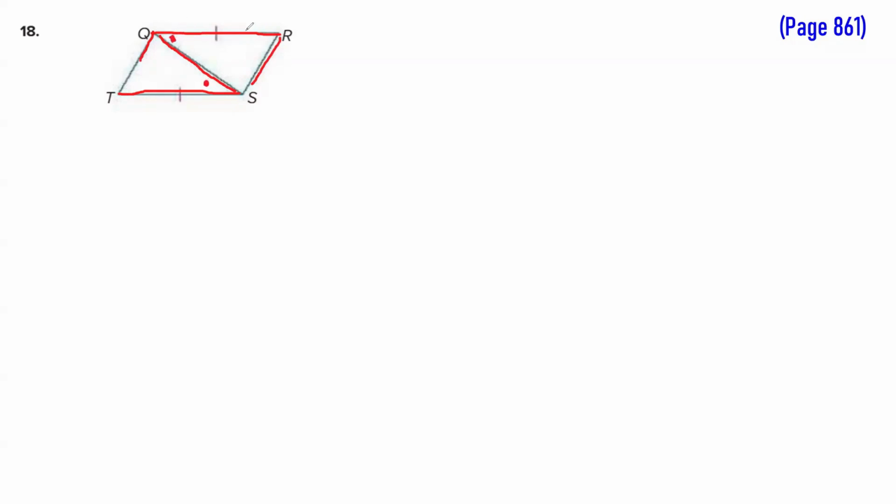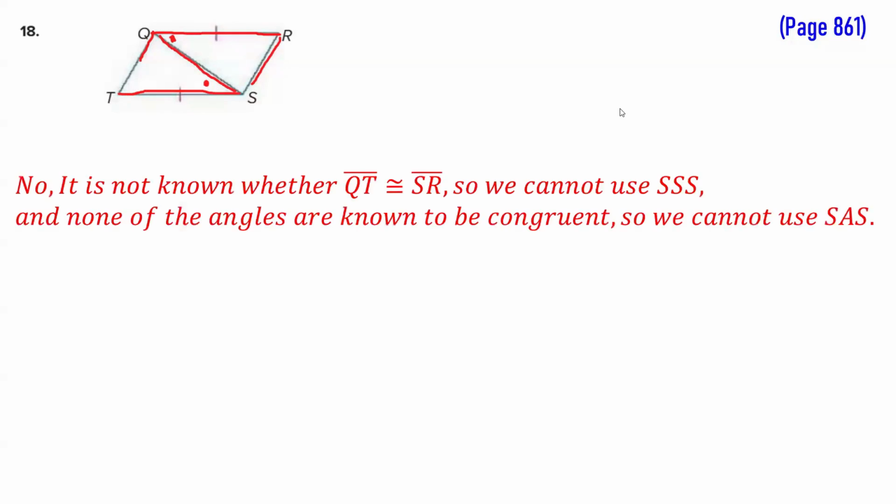Also, it's not given that the side QR is parallel to the side TS. So in this case, I'll say, no, it is not known whether QT is congruent to SR, so I can't use SSS. And none of the angles are known to be congruent, so I can't use SAS.